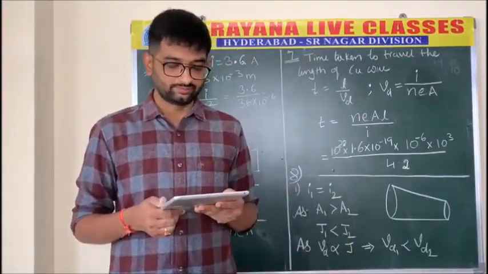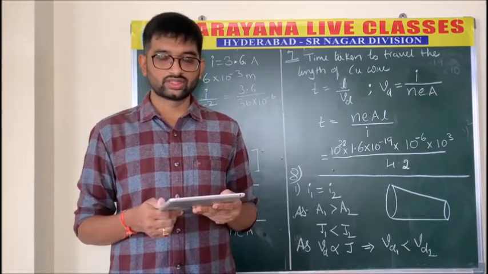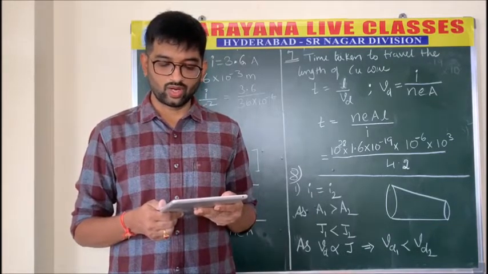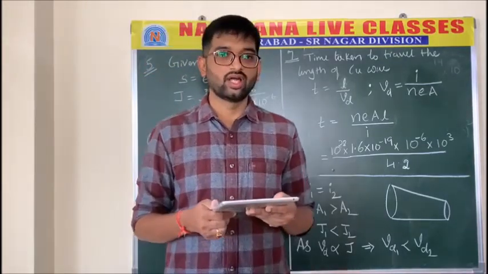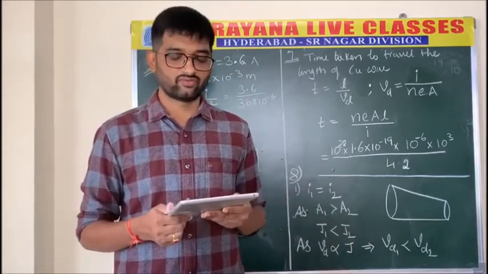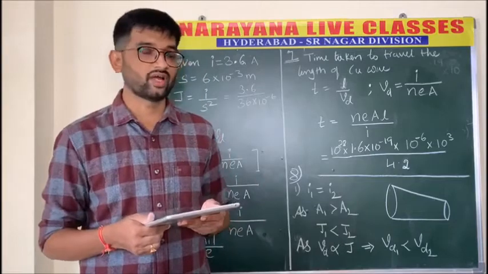Problem number 7. How much time will be taken by an electron to move a distance of 1 kilometer in a copper wire of cross section 1 mm square and electron density 10 to the power of 28 if it carries a current of 4.5 amperes.